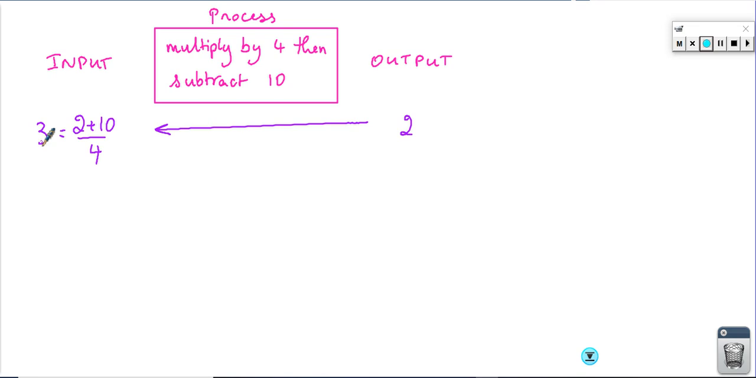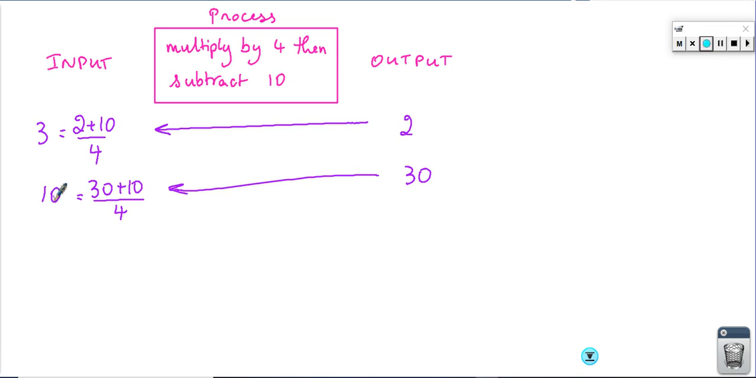Let's find another example. Let's say we have an output of 30. So what will become the input? So I have 30. Instead of subtract 10, I'm going to add 10. Instead of multiply by 4, I'm going to divide by 4. 40 divided by 4 is 10.